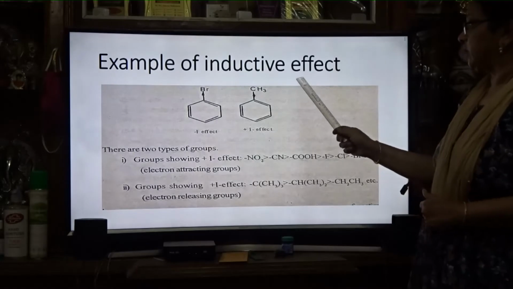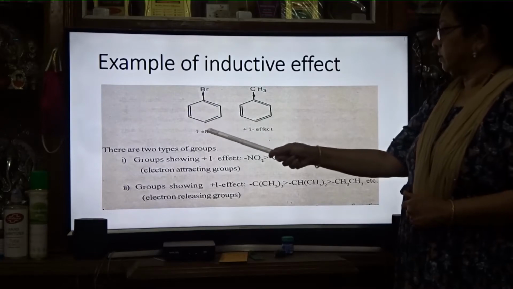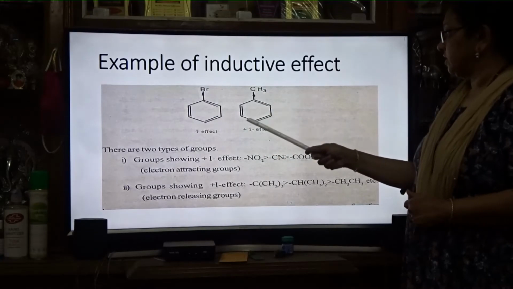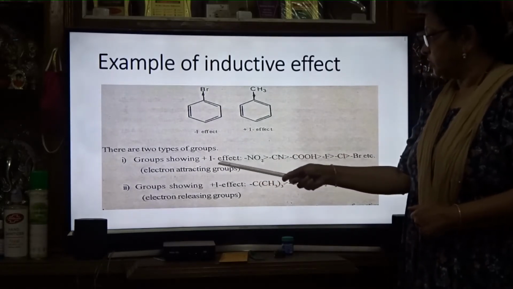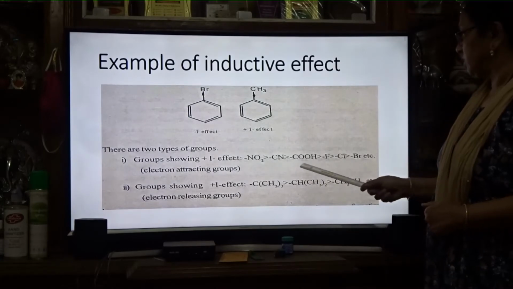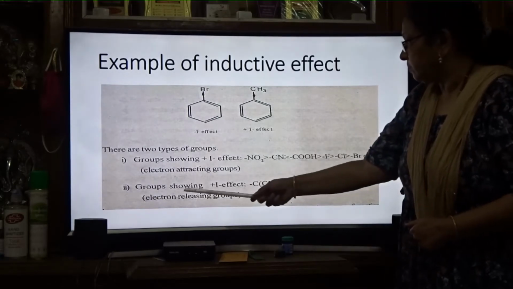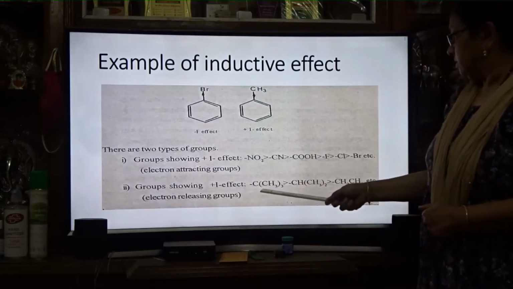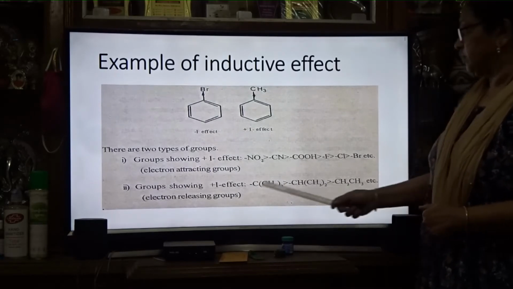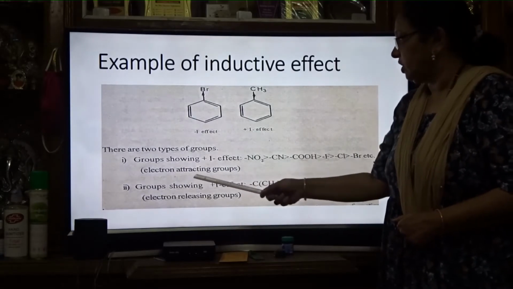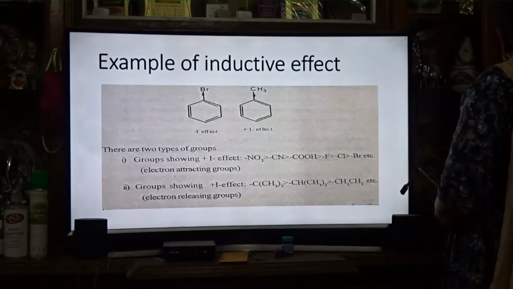Example of inductive effect. So this is the negative inductive effect. The electrons are attracted away from the molecule, and in positive inductive effect, electrons are pushed towards the molecule. The groups showing negative inductive effect: nitro group, cyanide, carboxylic acid, fluoride, chloride, bromide. And here we have tertiary carbonium ion, secondary and primary. This is showing electron releasing effect, and this is electron attracting effect. So this is minus inductive effect, and this is positive inductive effect.